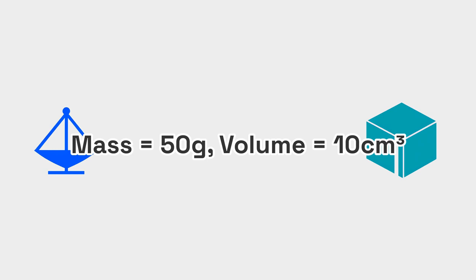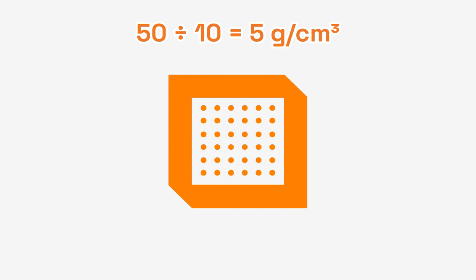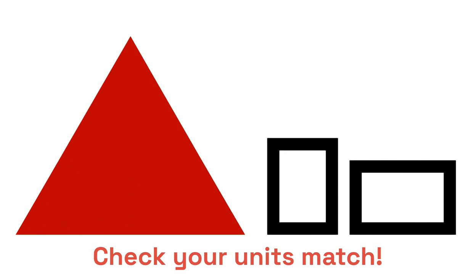For example, a mass of 50 grams and a volume of 10 centimeters cubed. 50 divided by 10 gives a density of 5 grams per cubic centimeter. Always double-check your units match before doing the calculation.